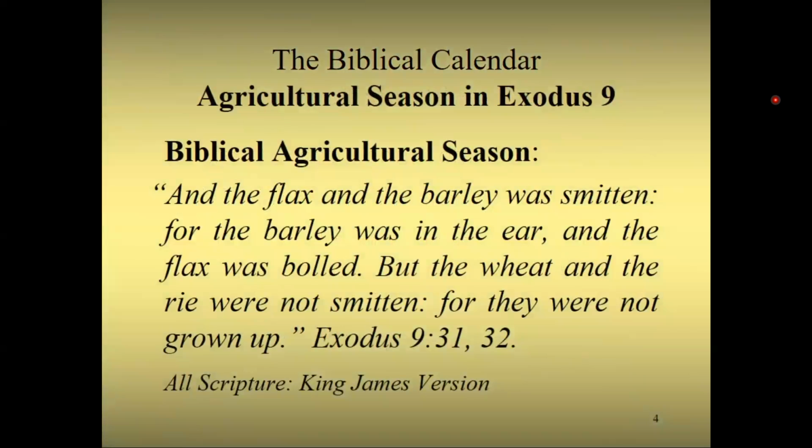The biblical calendar and the agricultural season in Exodus chapter 9. The biblical agricultural season is found in Exodus chapter 9 verses 31 and 32. And the flax and the barley was smitten, for the barley was in the ear, and the flax was bolled. But the wheat and the rye were not smitten, for they were not grown up.